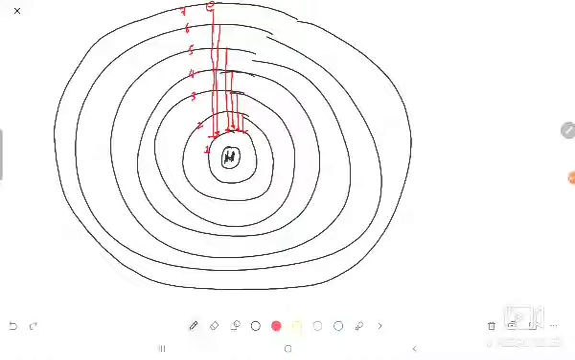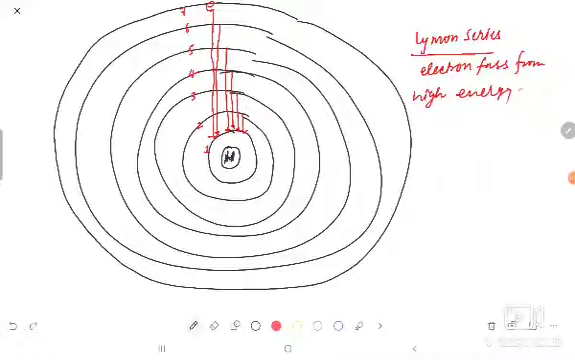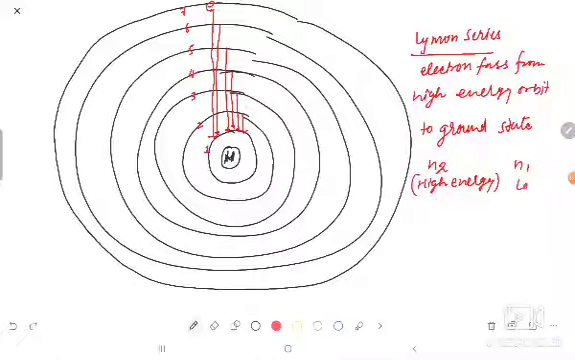This series is known as the Lyman series. Lyman series means the electron falls from, Arav, can you tell me, a high energy orbit to the ground state. This is the concept. Means n2 and n1. n2 means the high energy orbit, and n1 is the low energy orbit.